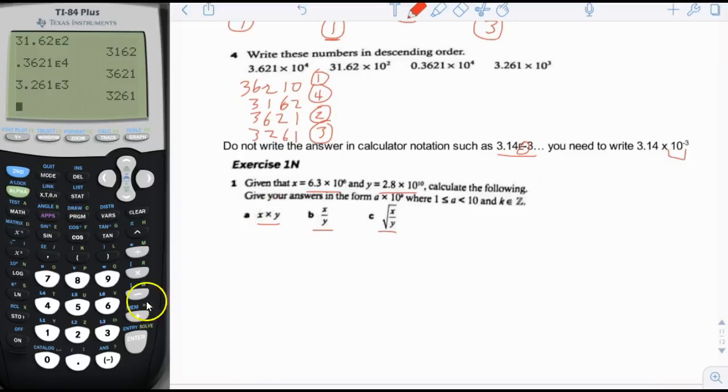So we're going to first do 6.3 EE 6, and we're going to multiply it times y, which is 2.8 times 10 to the 10th, which is 2.8 EE 10. That gives us our answer for that one: 1.764 times 10 to the 7th. Now we're going to divide x by y. Instead of typing everything out again, we can just replace the multiplication sign with the division sign. Then we get 2.25 times 10 to the negative 4th.